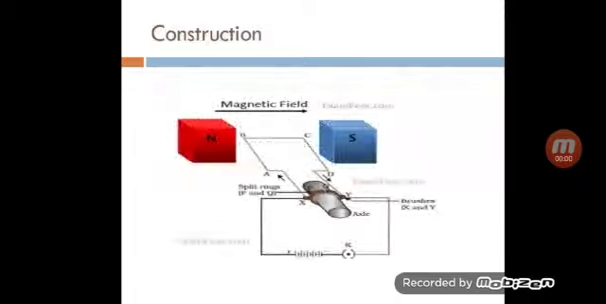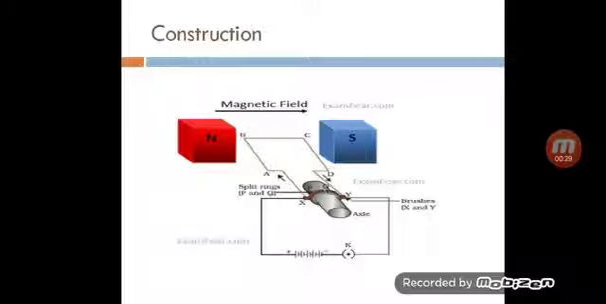Now the construction of the electric motor. An electric motor consists of the following parts. First, N and S. These are the magnetic poles of a strong electromagnet to produce a stronger magnetic field. ABCD is the rectangular coil, which is also known as the armature. That is, a rectangular coil with a number of turns is known as the armature. It is made up of insulated copper wire.